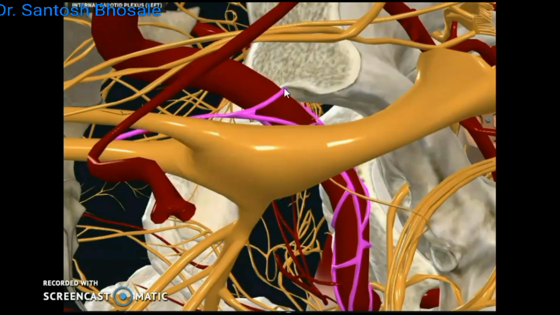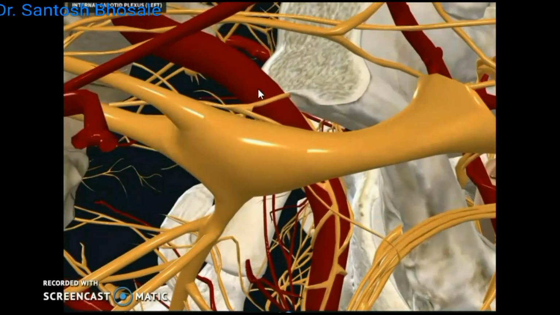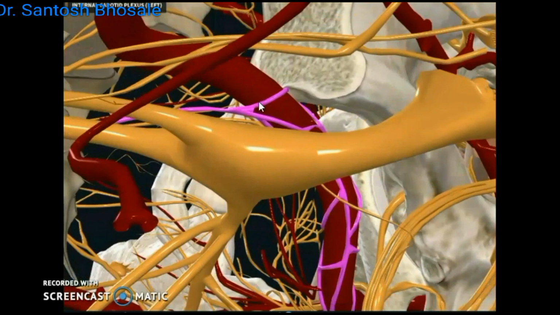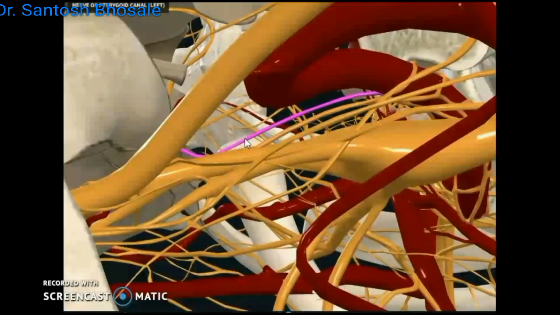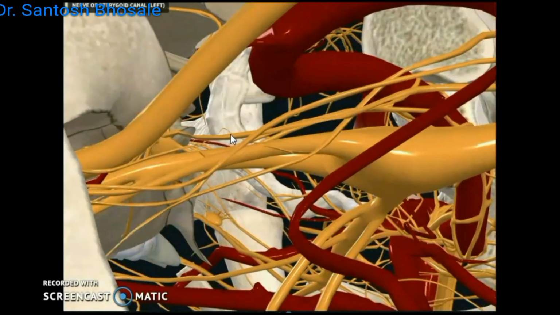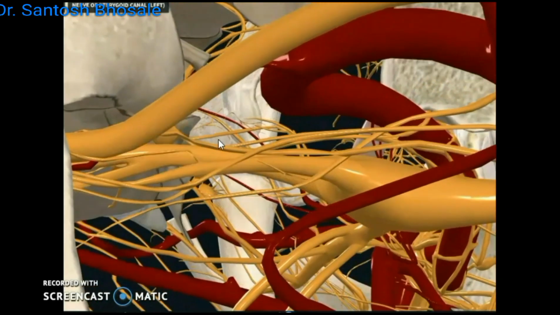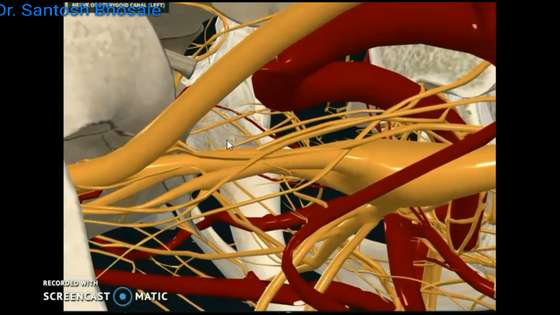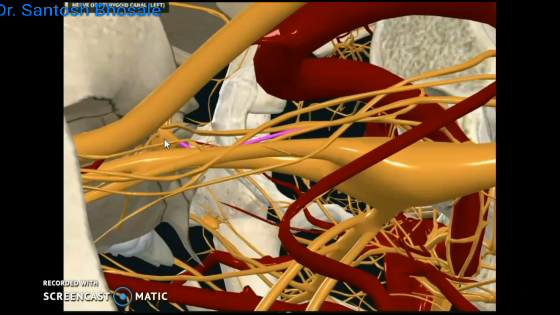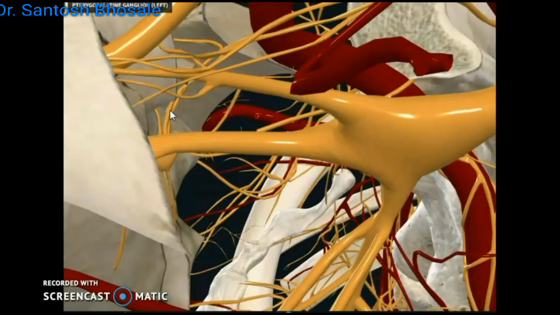You can see how it is wrapping around the internal carotid artery, passing through the carotid canal and coming to the posterior wall of the foramen lacerum, and that is the nerve of the pterygoid canal, formed after the joining of the deep petrosal plus greater petrosal nerve. They carry the fibers to this pterygopalatine ganglion.